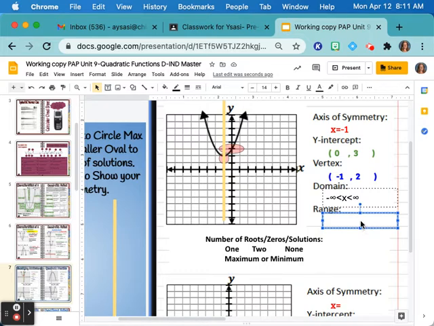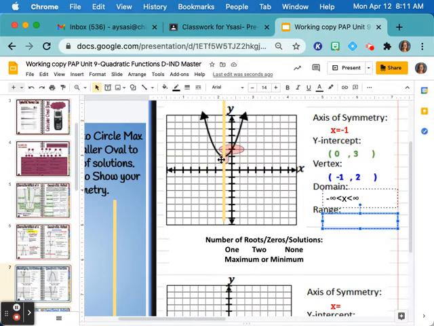Then our range is our y values. The lowest y value is right here, but it can equal it. So it's at, what is that, 2 to infinity? Or we can say y is greater than or equal to... is there a way to do greater than or equal to? Underline it. That's what y'all said. There we go. Okay, that works. Greater than or equal to 2.